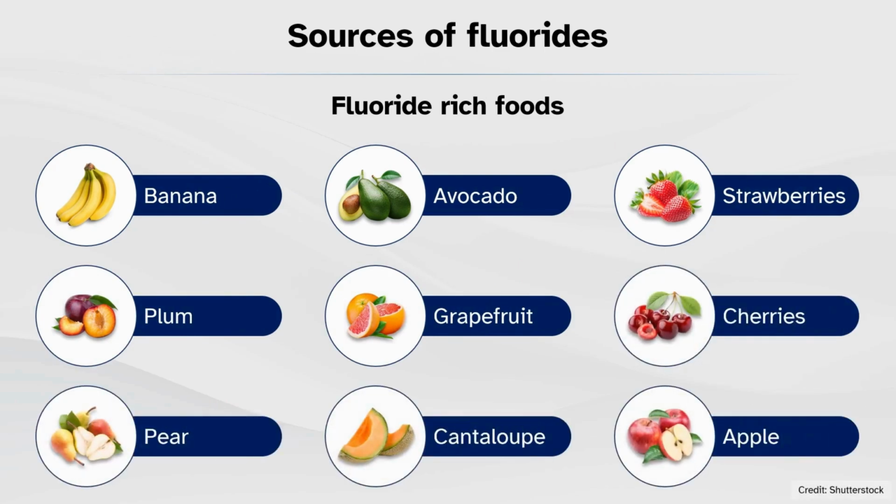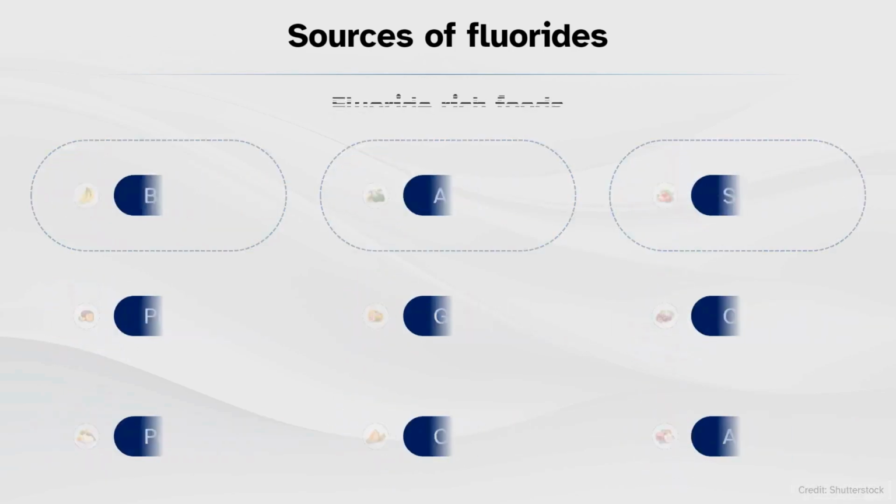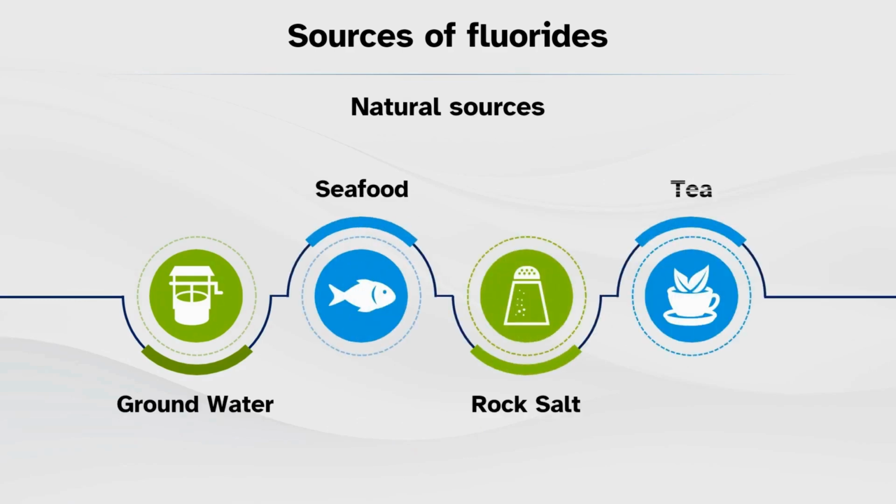Commonly available fruits like banana, avocado, strawberries are rich in fluorides. Groundwater, seafood, rock salt, and tea are the other common natural sources of fluoride.